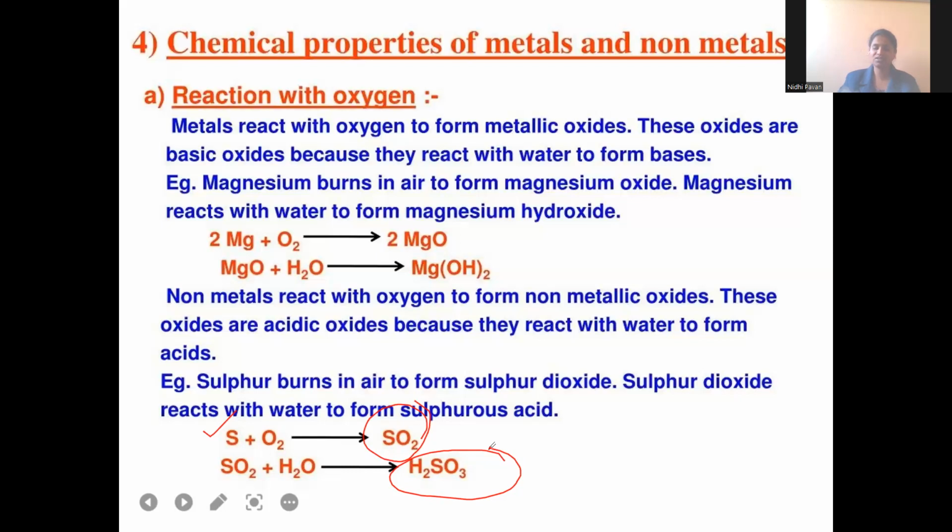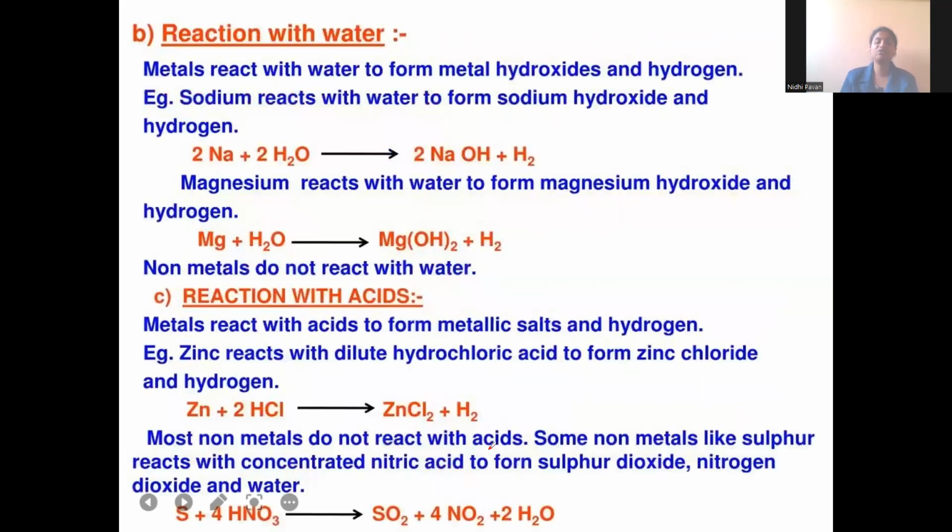This is about the reaction of metals and non-metals with oxygen. Metals form metallic oxides, non-metals form non-metallic oxides. Metallic oxides are basic in nature. Non-metallic oxides are acidic in nature. Metallic oxides when dissolved in water form bases. Non-metallic oxides when dissolved in water form acids. So this is about the reaction with oxygen. Next we have reaction with water.